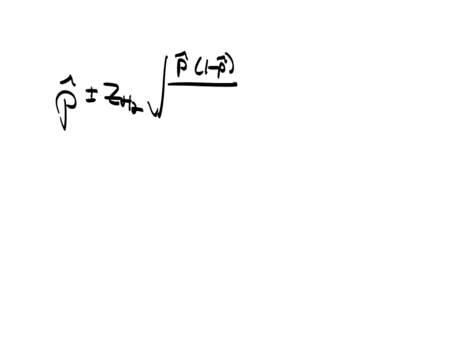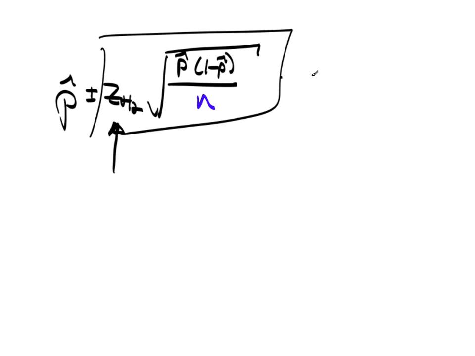This is what the confidence interval is going to look like: p hat plus or minus z of alpha over 2 times the square root of p hat times 1 minus p hat, divided by n, the sample size. What I want you to see is that this value here, z of alpha over 2, is fixed. As soon as you give me alpha, that value of z is there. It's just fixed. So what can we do to make the margin of error smaller? Because remember, all of this is the margin of error.